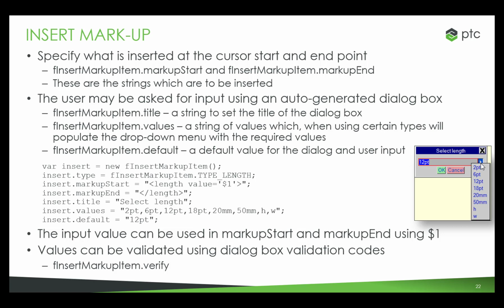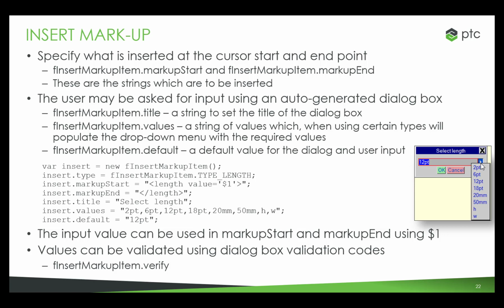The default property lets you set the default selected value. So as you can see in this little pop-up box, the 12 points which is already in the dialog box field is provided by the default value. So you can pre-select a value for your user if you want to make life a bit easier for them. The value which the user inserts can be used in markup start and markup end using $1. So whatever they've selected in their dialog box, you can insert within your markup. As you can see in the little bit of code here, you can insert in the markup as a value. It's like treating it as a variable.